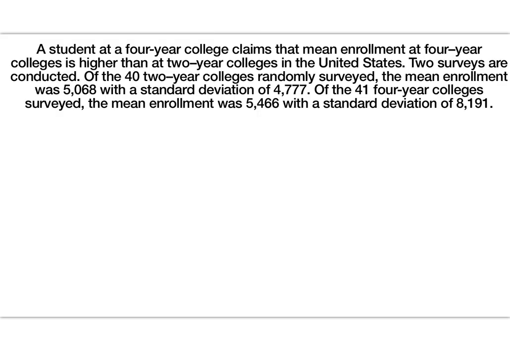We'll pick up then with this. A student at a four-year college claims that mean enrollment. So the moment they say that, mean, checking into that and being like, all right, so I'm going to be testing for mu. Mean enrollment at four-year colleges is higher. There's going to be a greater than symbol somewhere than the two-year colleges. So I'm actually going to be comparing two means. I'm going to have a mean for 4-year, so mu sub 4. And then this will be a mu sub 2 for the mean of two-year colleges.